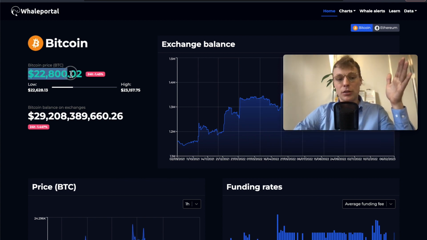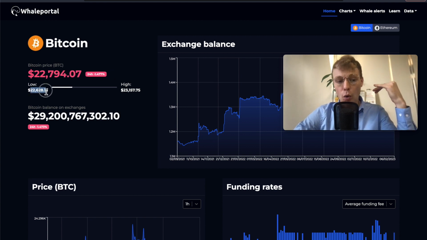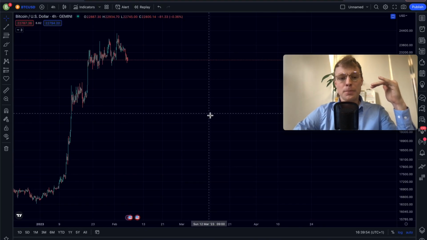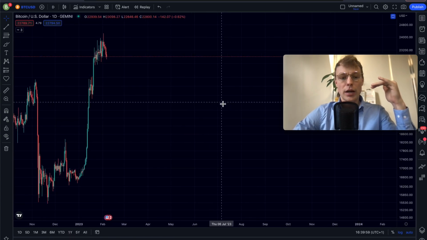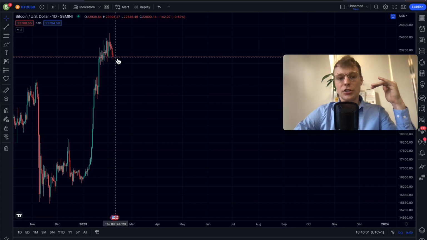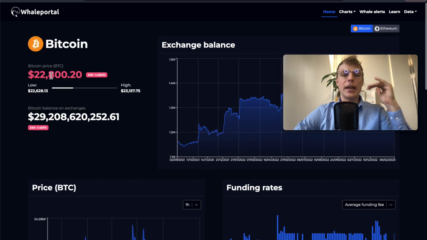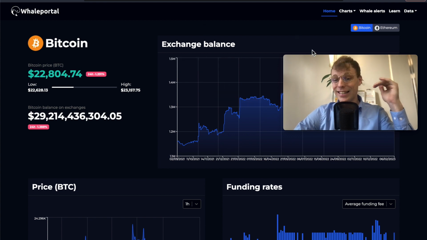Right here you can see the Bitcoin price and the 24-hour change. So how much did the price change in the last 24 hours? You can see the low of that day and the high of the day as well. That is normally what you see when you're looking at a candlestick on a daily time frame. Let's see it like this: on a candle, you have the low right here, there's the shadow or wick, and you've got the high. That is what is displayed over here. Here we can see the Bitcoin balance on exchanges, the amount of Bitcoins that are on exchanges in US dollar value. Here you can actually see the chart.